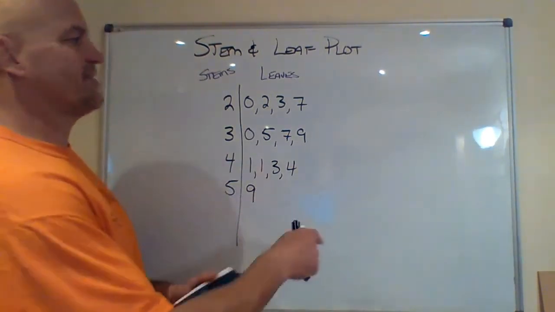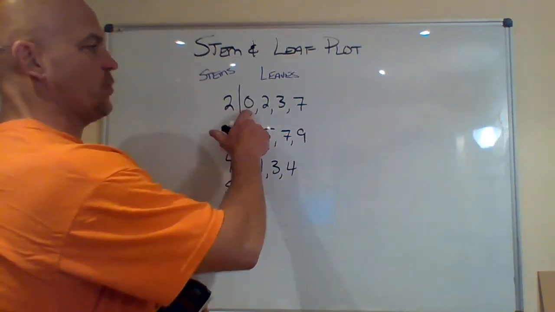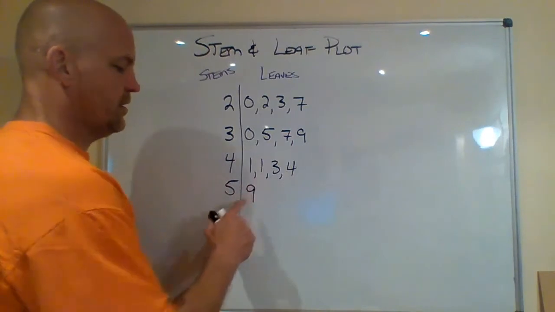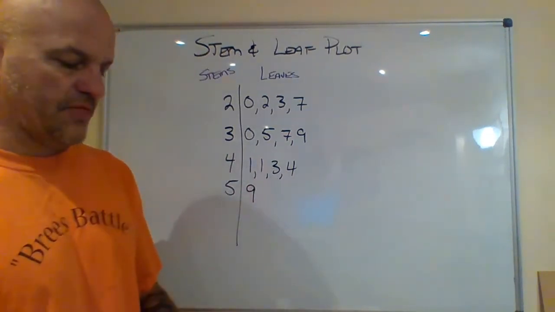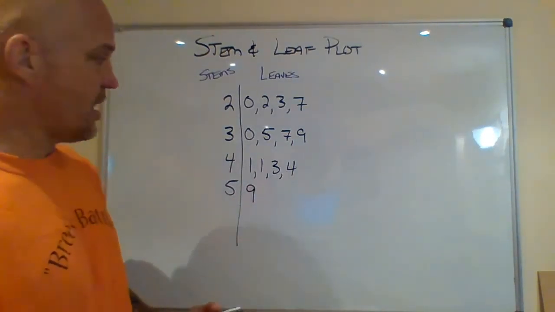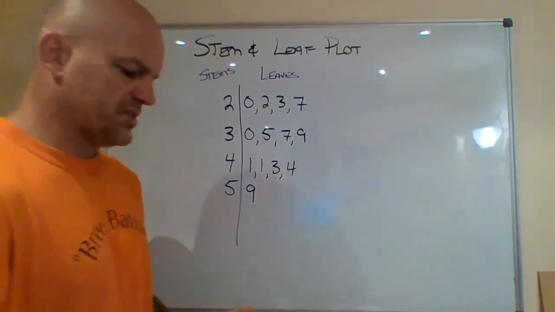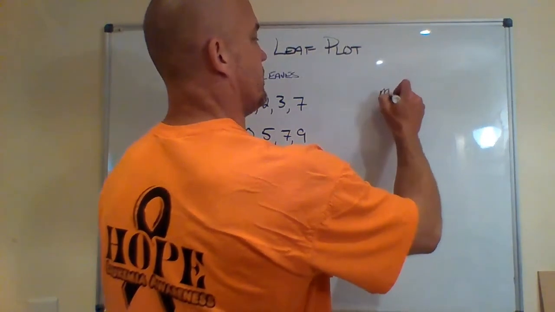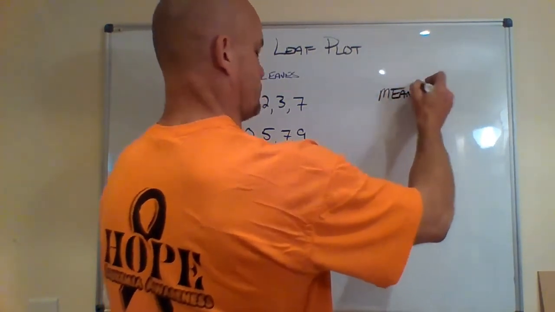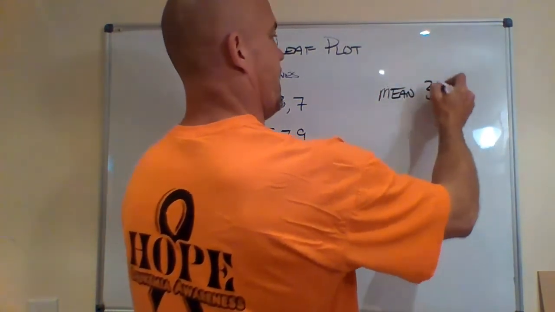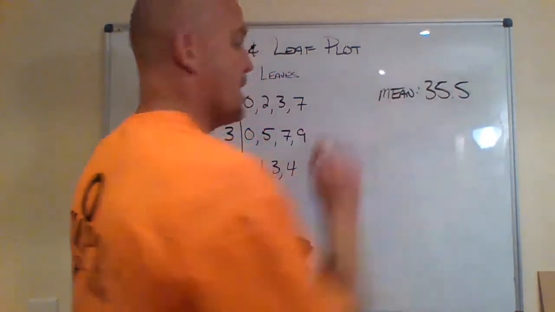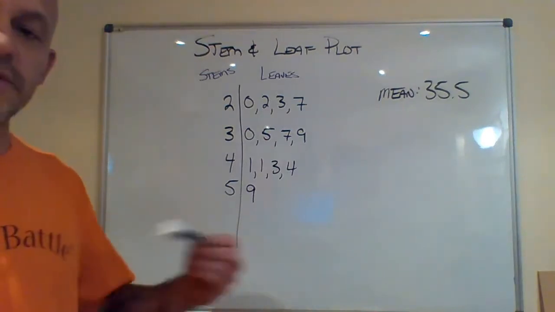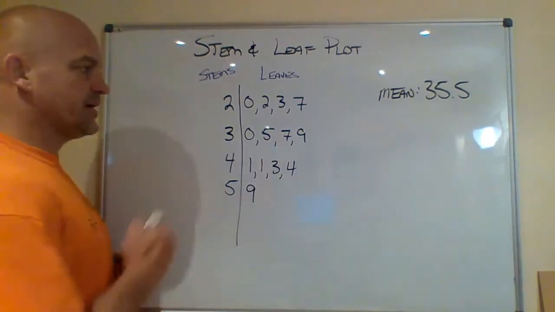And then when you go back to find how many pieces, you only have to add these: 1, 2, 3, 4, 5, 6, 7, 8, 9, 10, 11, 12, 13. So if I divide that by 13, I have a mean of 35.4615. We'll call it 35.5.